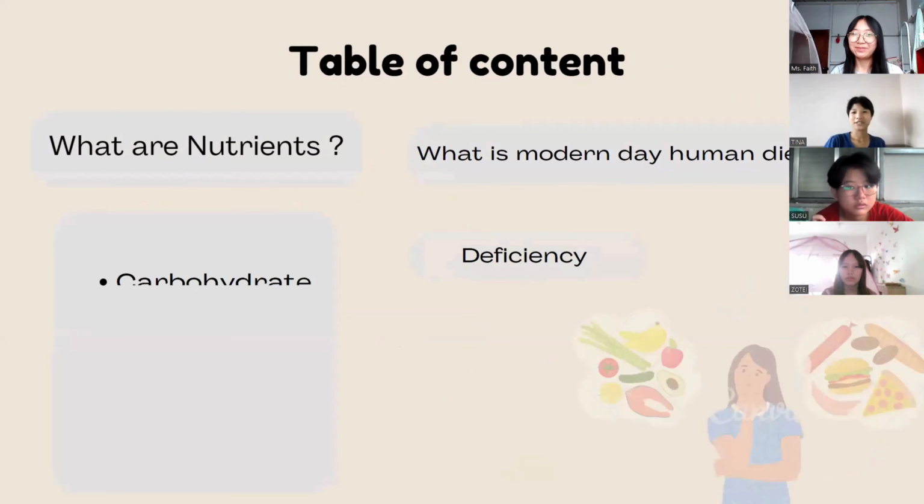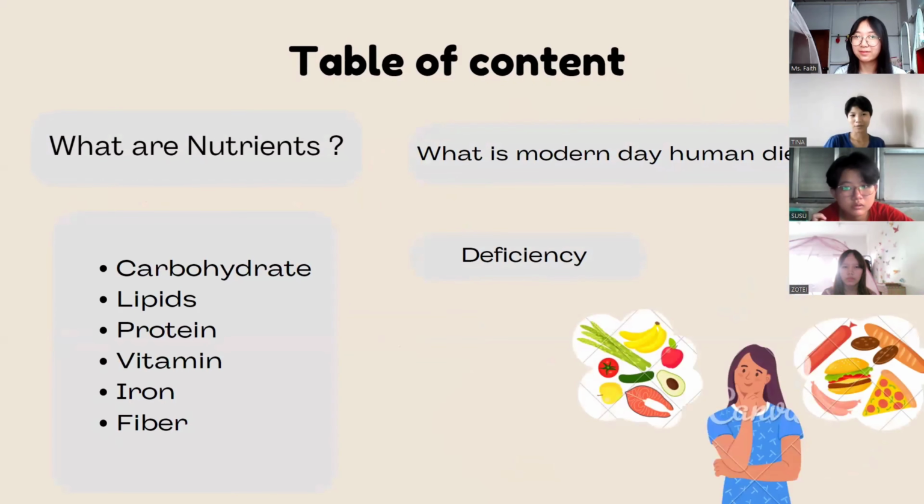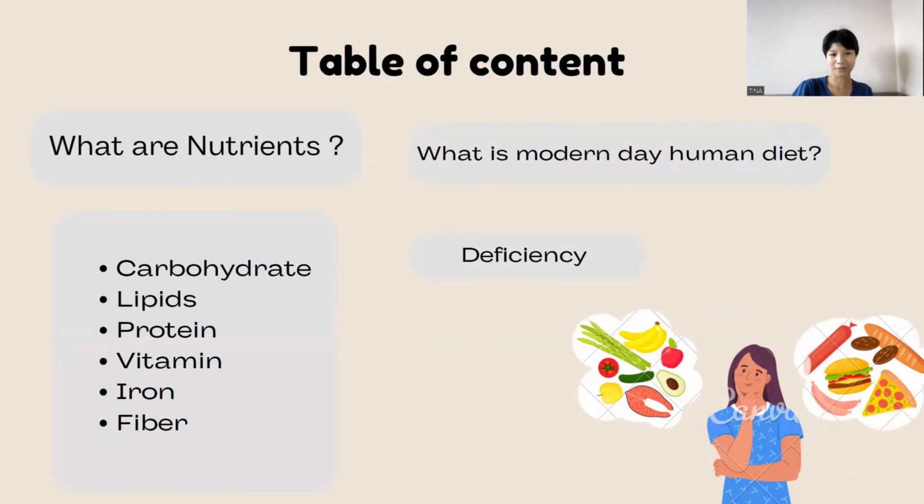So this is the outline of the content. Number one will be nutrients, and number two, I'm gonna talk about biomolecules, and number three is the modern-day human and the suggestions for eating a balanced diet of nutrients, and the last one is the deficiencies. So if you don't eat balanced nutrients, what can it cause? Yeah. So let's go.